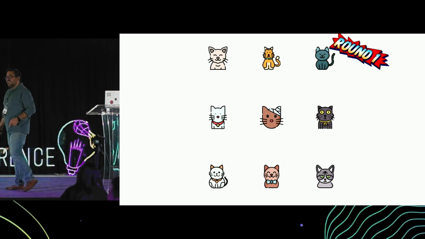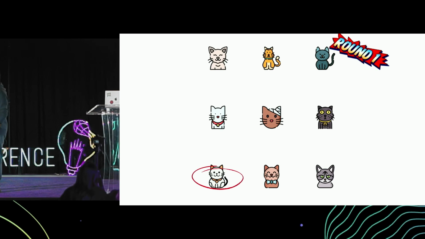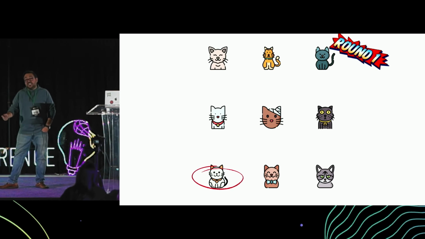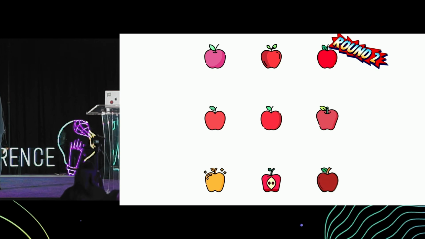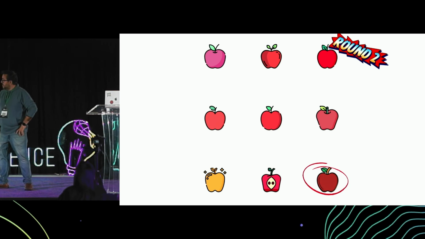Guess which one? The middle one? Middle right? No, it's actually this one. So the bottom left was generated. This is hard. They are very good, actually. Okay, round 2. Let's do round 2. Which one is generated here? Can you guess? No? Okay, so actually this one is created by AI.